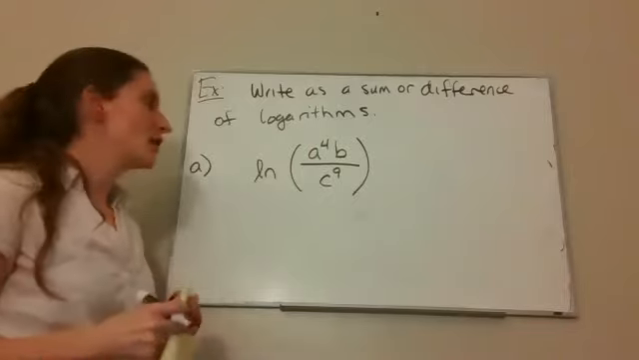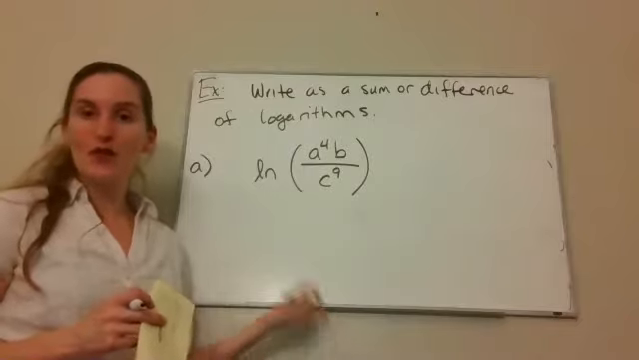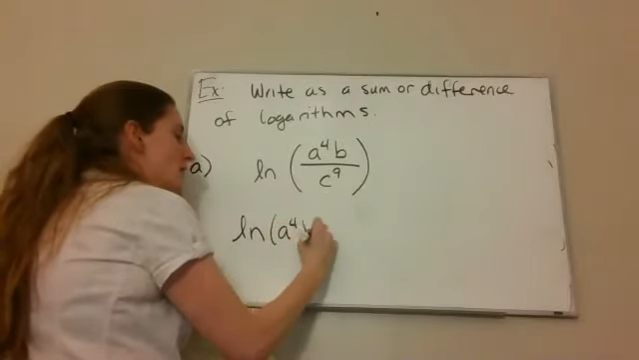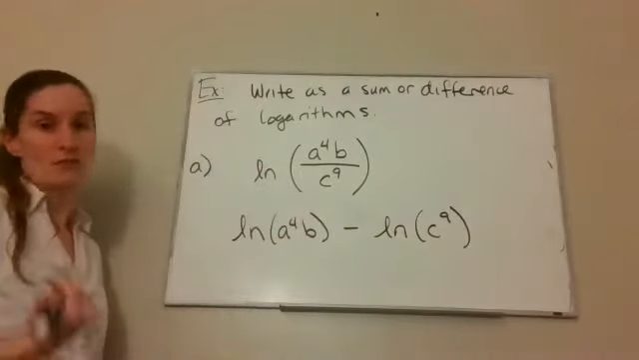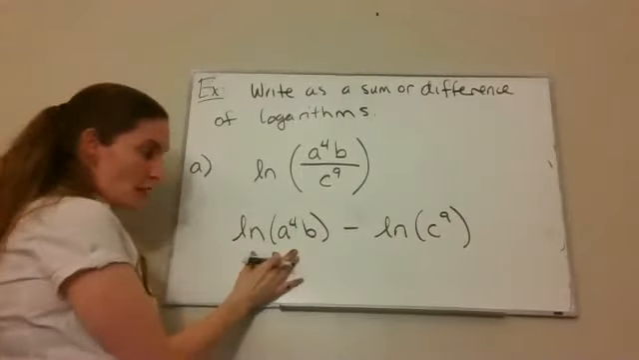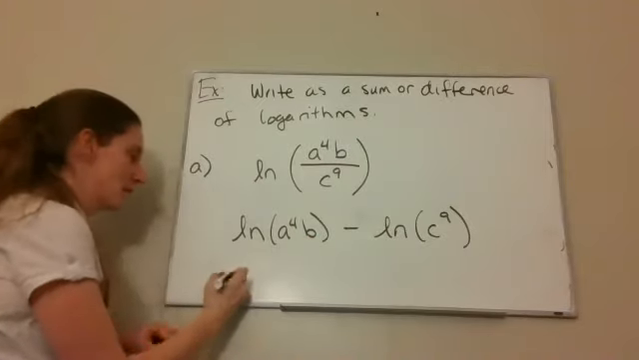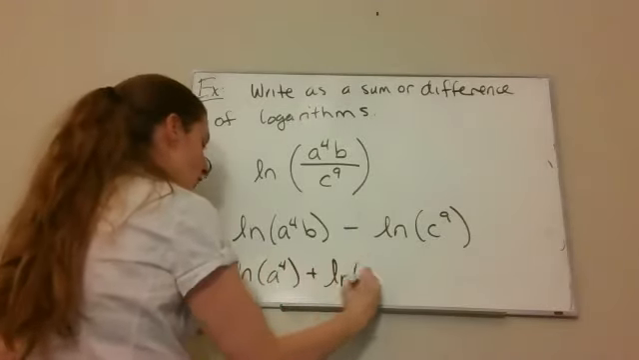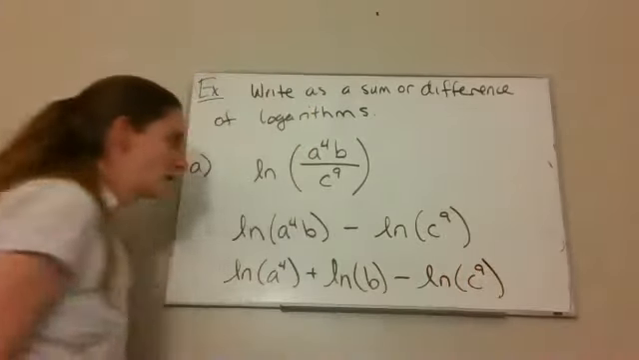The first thing I happen to notice is that I have a gigantic fraction in this logarithm. So I can use that property involving division to rewrite this as natural log of the top minus natural log of the bottom. So far, so good. Now when I look at this first logarithm here, I have two things being multiplied together. So I can split that up using addition. So I have natural log of a to the 4th plus natural log of b, and I still have my minus natural log of c to the 9th.